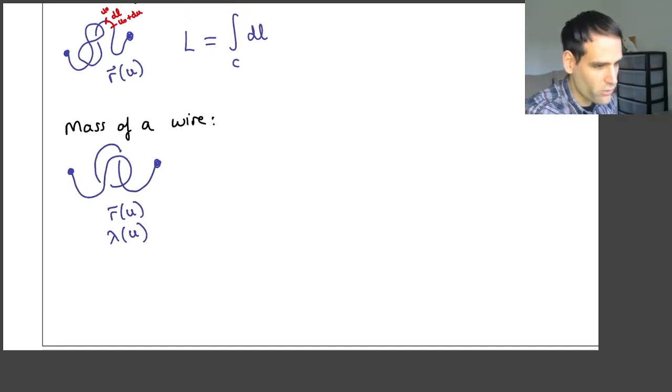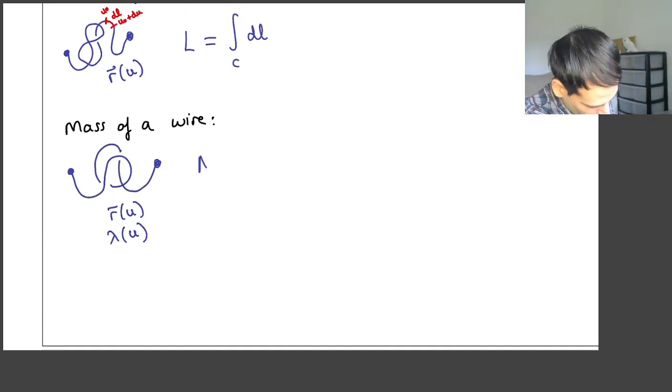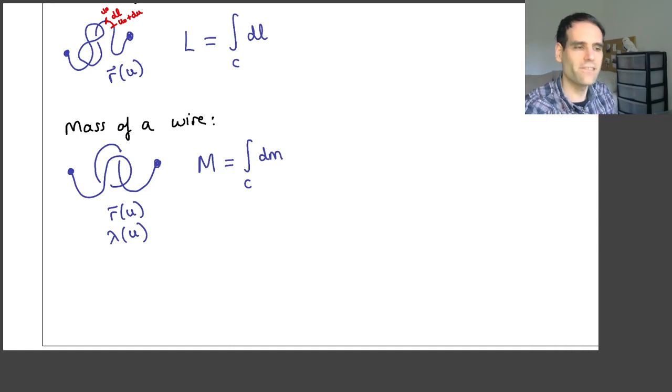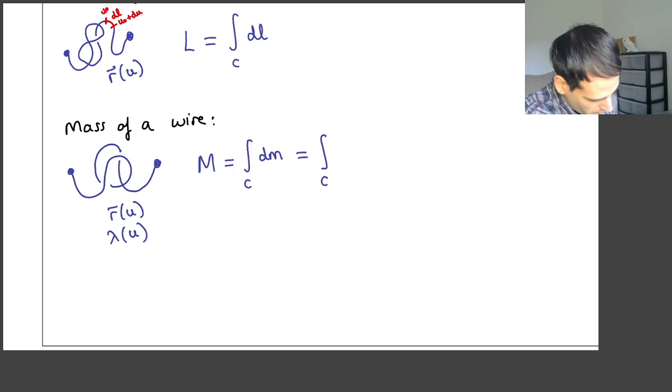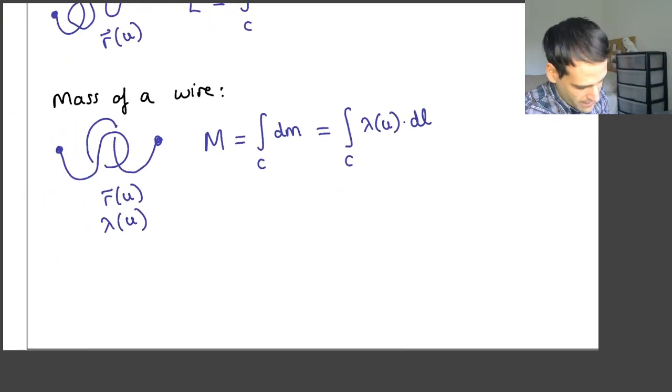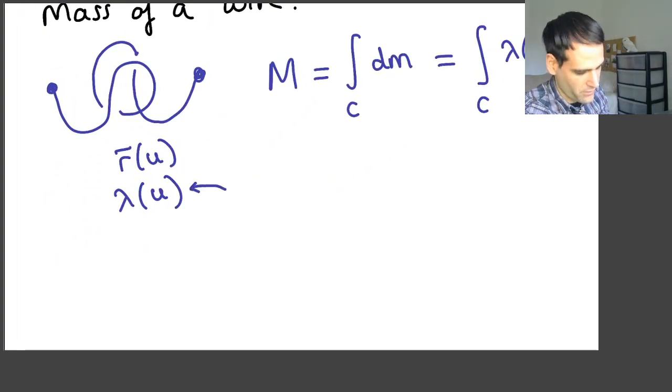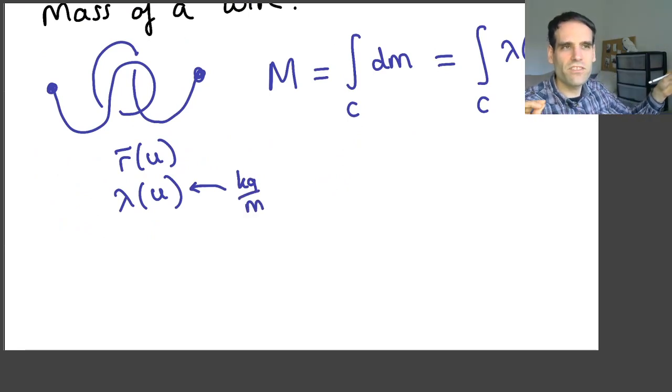So then what you can do to calculate the total mass of this wire is to sum up over the curve the differentials of mass of each segment. And the differential of mass of each segment is simply lambda of u, which is the density, times the differential of length. Remember, this density is the density of a wire, so it's measured in kilogram per meter. It's a linear density. It's not a volumetric density, it's not a surface density, it's a linear density, kilograms per meter.